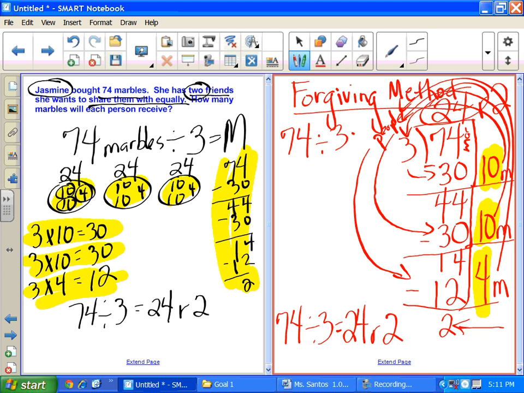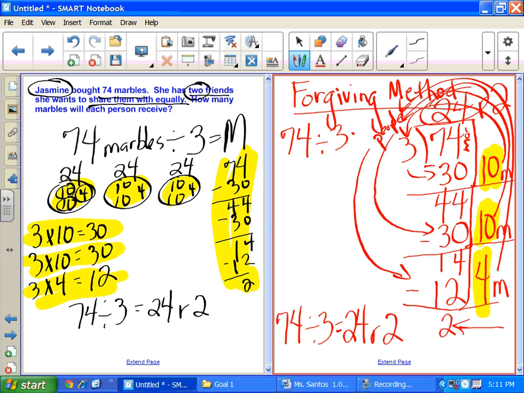Now, the beauty of this is you're choosing numbers that are easy for you. And so the reason it's called the forgiving method is that if you don't get close, it will forgive you. It'll let it go, no problem. And you can continue on in your dividing up of whatever it is you're sharing or dividing.